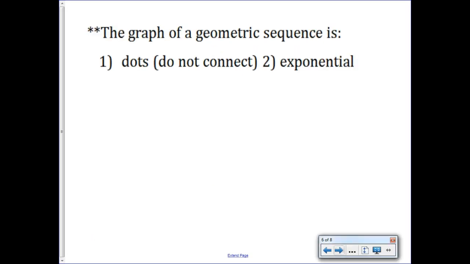Again, we're not going to spend a lot of time talking about this, but the graph of a geometric sequence is made with dots as well, but instead of it being linear like arithmetic, it's exponential.